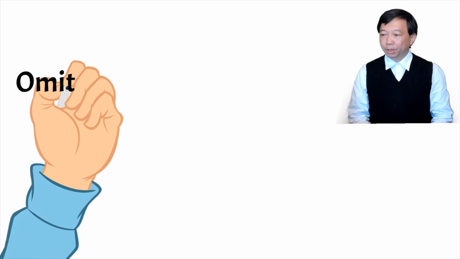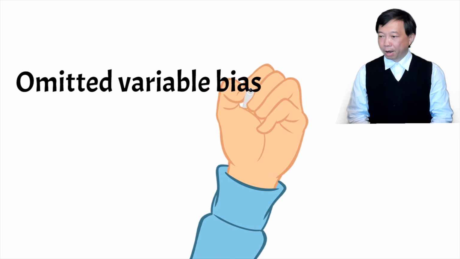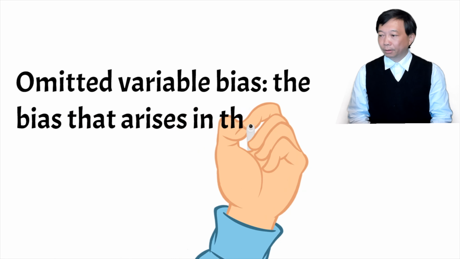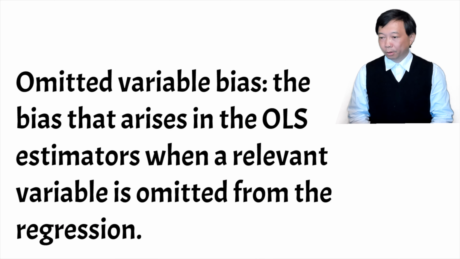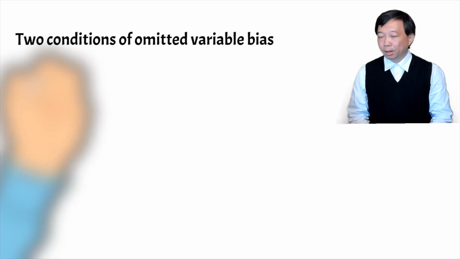The definition of omitted variable bias. The omitted variable bias is the bias that arises in the OLS estimators when a relevant variable is omitted from the regression. There are two conditions of the bias. The first one is that the omitted variable is a factor that affects the outcome variable y. It is a relevant variable or factor in the model, but it is omitted for various reasons. The second condition is that the omitted variable correlates with some explanatory variables in the model.